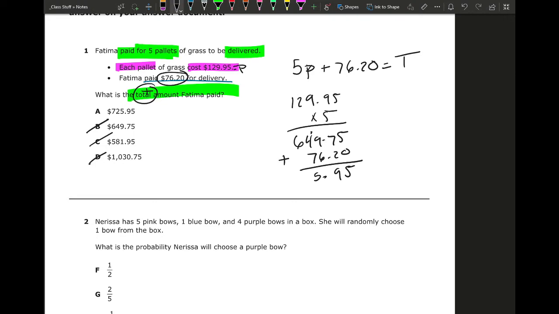5, you carry the 1, that's 11, and 1 is 12. Carry the 1, and this is 7. So the answer is going to be A. That easy. Super easy, super simple. You have 5 pallets. You know the price for each of the pallets. You have to pay for the delivery fee because it's telling you that she paid for the delivery fee. There's no way around that.